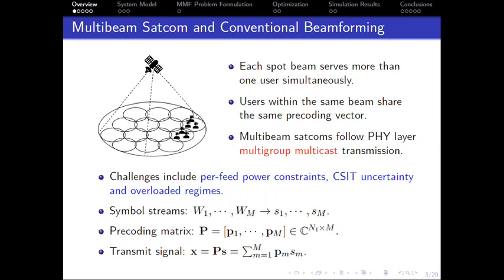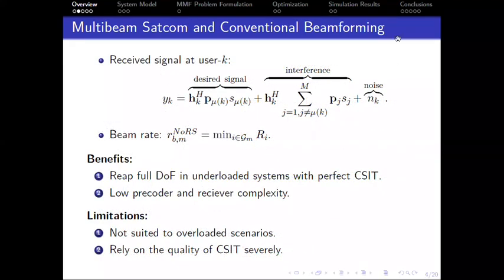In the conventional multibeam multicast beamforming, each user decodes its desired stream while treating all the residual interference as noise. For example, we consider a system with K single-antenna users. These users are clustered into M multicast beams. Distinct contents are simultaneously transmitted to each beam. We denote the symbol streams s1 to sM. P is the precoding matrix. So the received signal and beam rate can be expressed here. All the interference is treated as noise. We call this conventional scheme no-RS in this work.